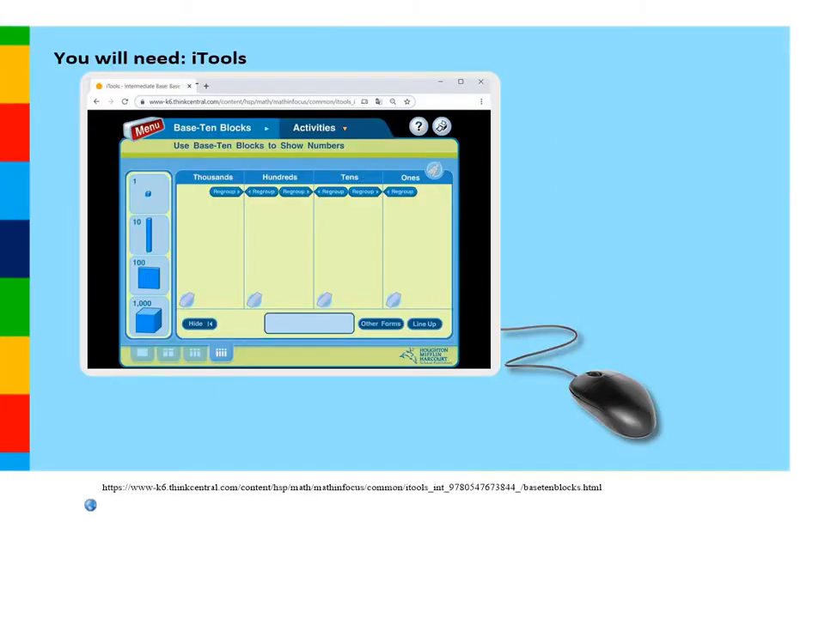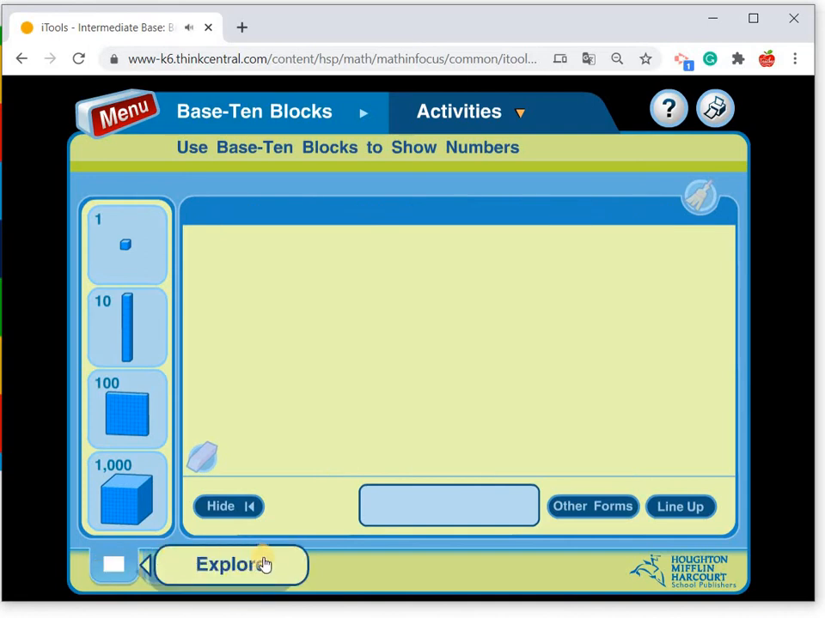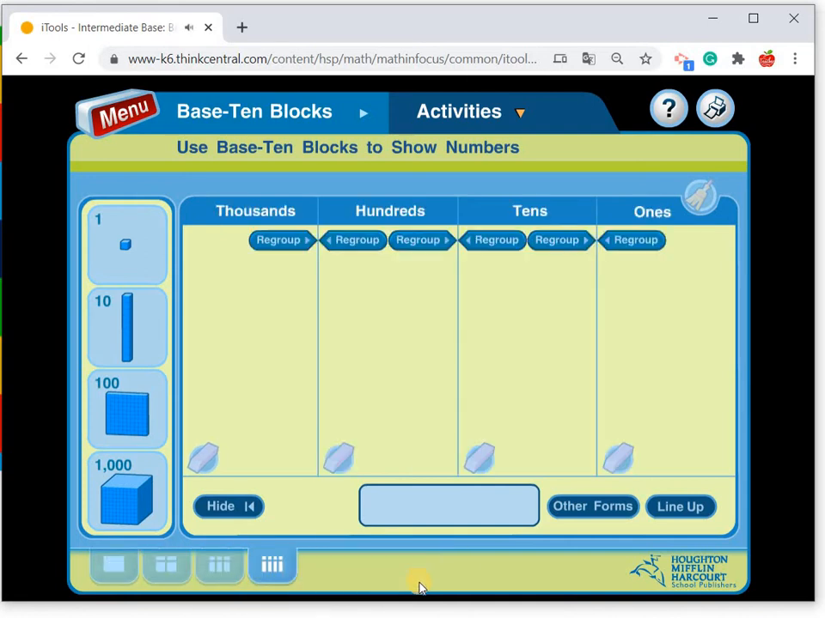Let's use the iTools. So this is iTools. When you open it up, you want to make sure that you're on the base 10 blocks and that you choose the thousands mat. When it opens up, it should look like that, and you're going to click on that. Now I want to start with the number 2,000, and I want to subtract 257. And I hope you're asking, how can I subtract 257 when I have 0 hundreds, 0 tens, and 0 ones? You can see that right down there.